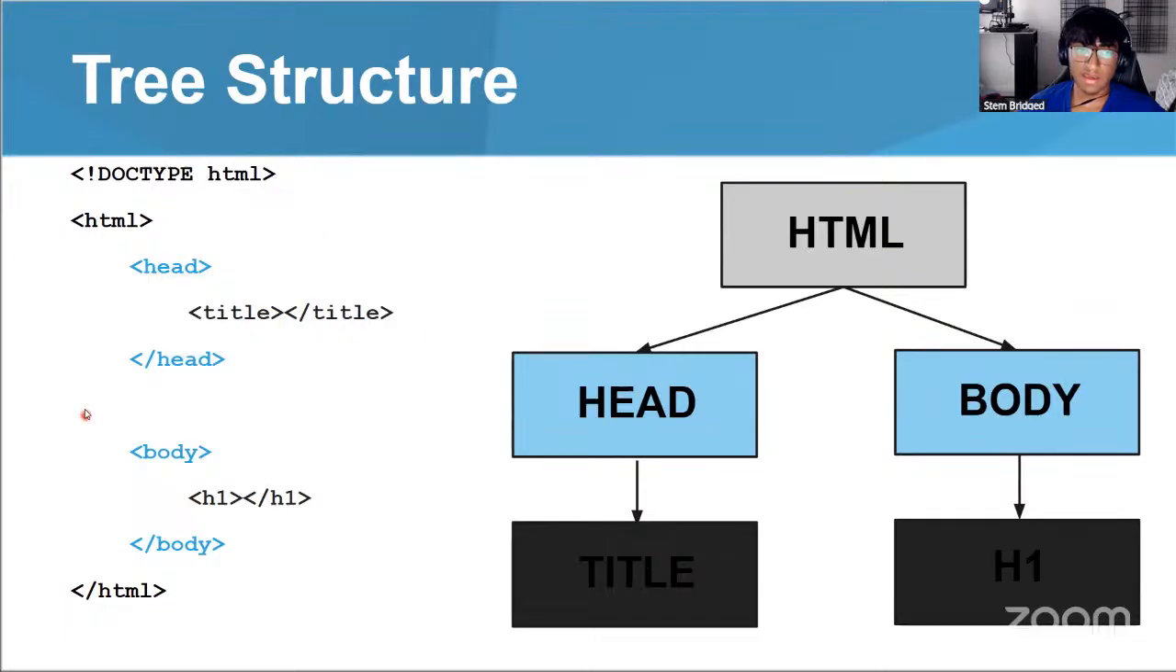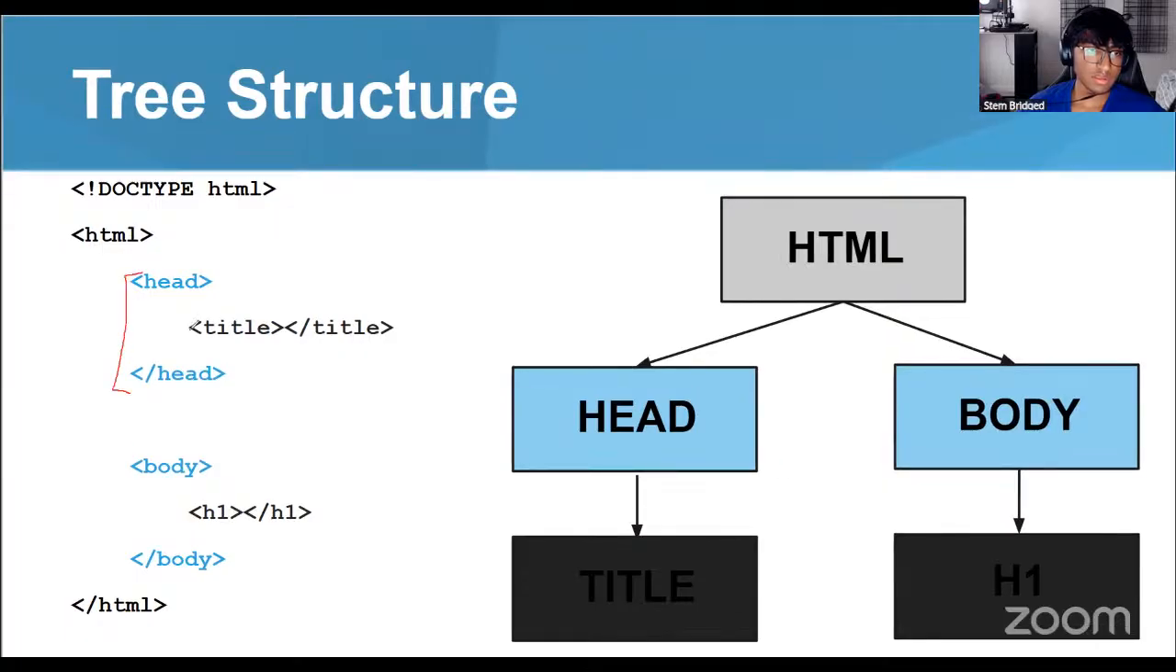Why? Because the head tag is enclosing the title tag, right? The title tag is fully enclosed by the head tag. So the head tag is fully enclosing this. So it's a child. And the heading 1 here is the child of the body tag because it is fully enclosed by the body tag. And both of these, the body tag and the head tag, are children of the HTML tag.